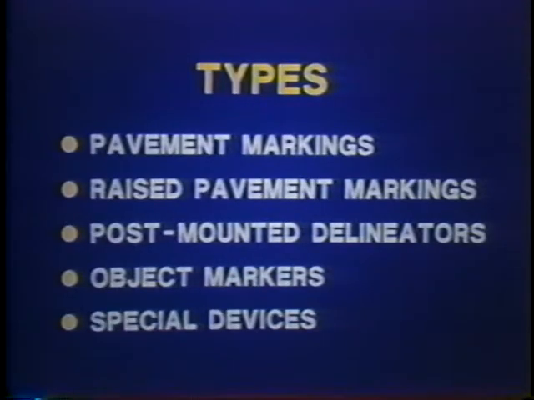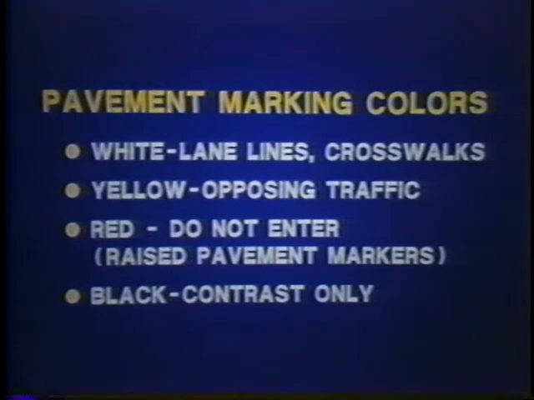Pavement markings, raised pavement markings, post-mounted delineator markers, object markers, and various special devices are all considered to be marking and delineation. Like signs, pavement marking colors have standards. Each color conveys a special meaning. White pavement markings are used to delineate the separation of traffic lanes where all traffic is flowing in the same direction, and crosswalks. Yellow pavement markings separate traffic flowing in opposite directions. Red pavement markings are prohibitors.